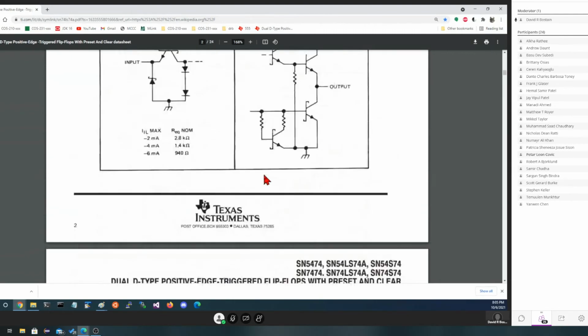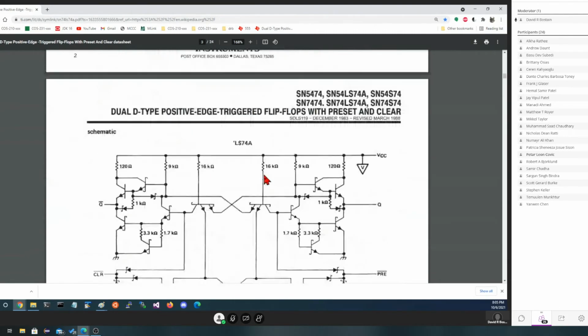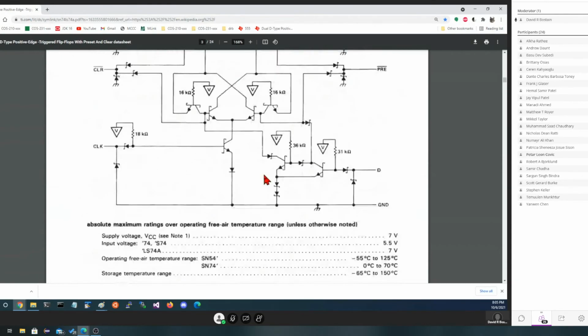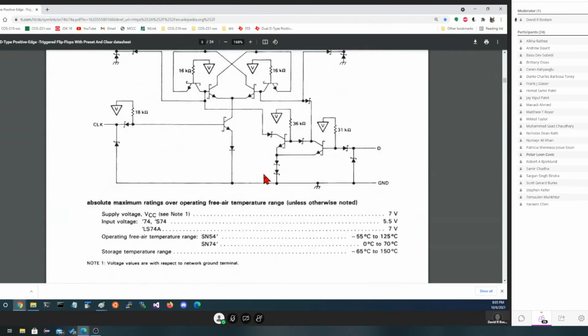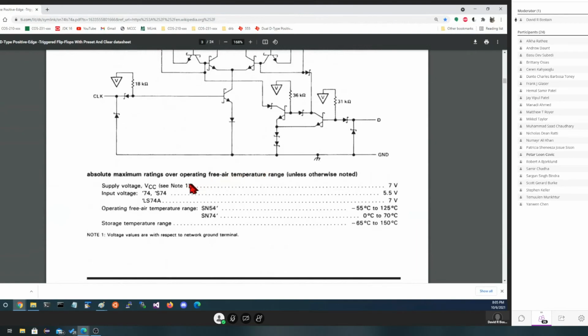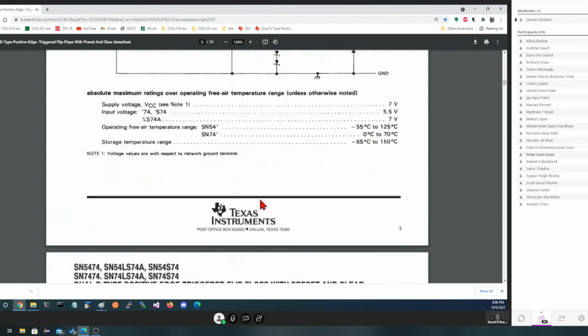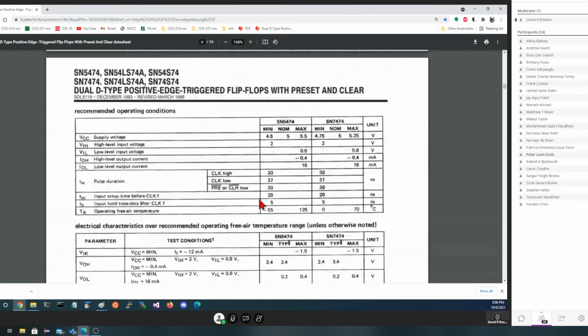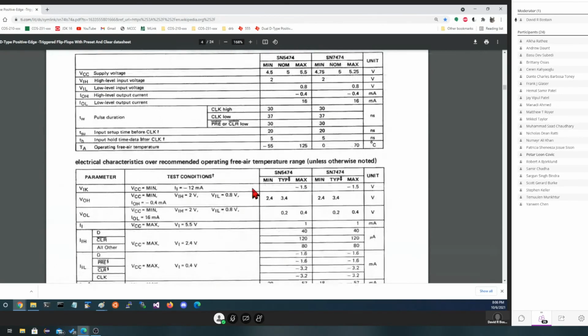Some internal how the circuit is actually wired up. We're not, at this date, that worried about it. It says the maximum supply voltage could go as high as 7. Typically on the 74 with no suffix, it's about 5.5. Some temperature stuff we don't really care about right now. Then the data we do care about.